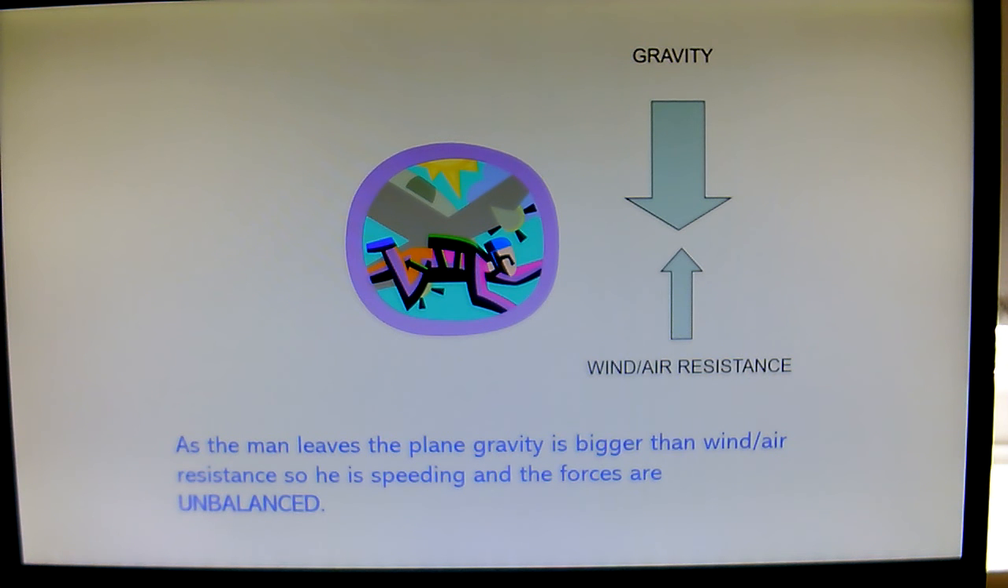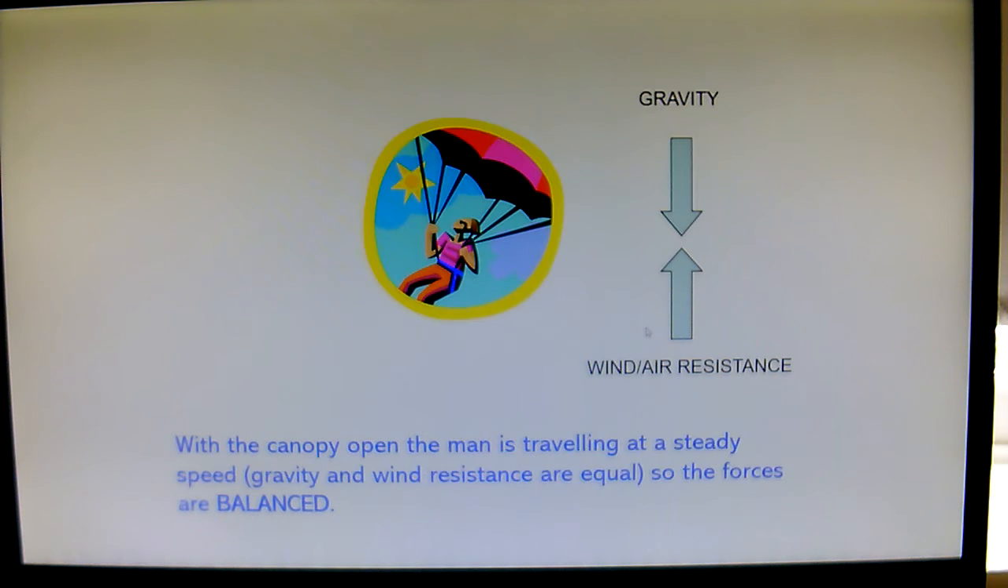You've got a skydiver, he's jumping out of the plane. So to begin with, his gravity is bigger than the air resistance that's trying to slow him down, so he will be unbalanced. So to begin with, he's going to fall very, very quickly. So gravity is working much more. Okay, so that force arrow is much bigger than the air resistance that's pushing him back up and trying to slow him down.